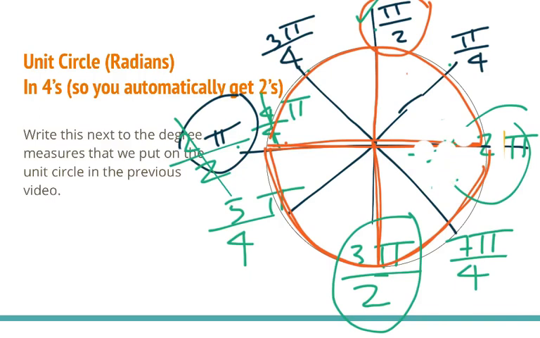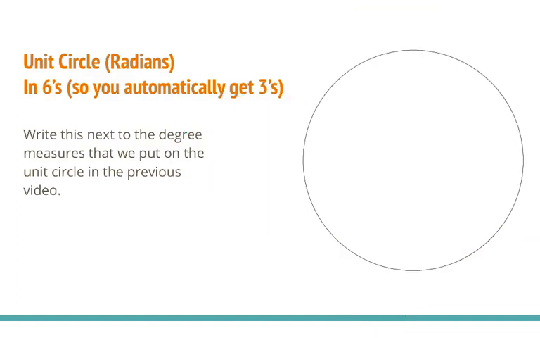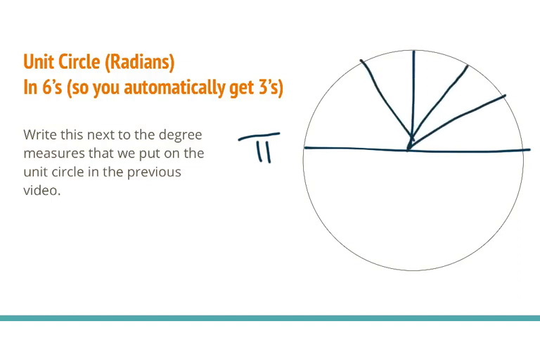Okay, so that's why this title is called in 4s, so you automatically get 2s, because when you divide the entire unit circle into 4, so you divide the top half into equal groups of 4 and the bottom half into equal groups of 4, you are automatically, by reducing your fractions, also showing the ones where you divide it into halves. Okay, let's do the same thing, but dividing it into 6 equal pieces. So if I take pi, which is halfway, and I divide it into 6 equal pieces, it would look like this, kind of. Pretend that's exact.